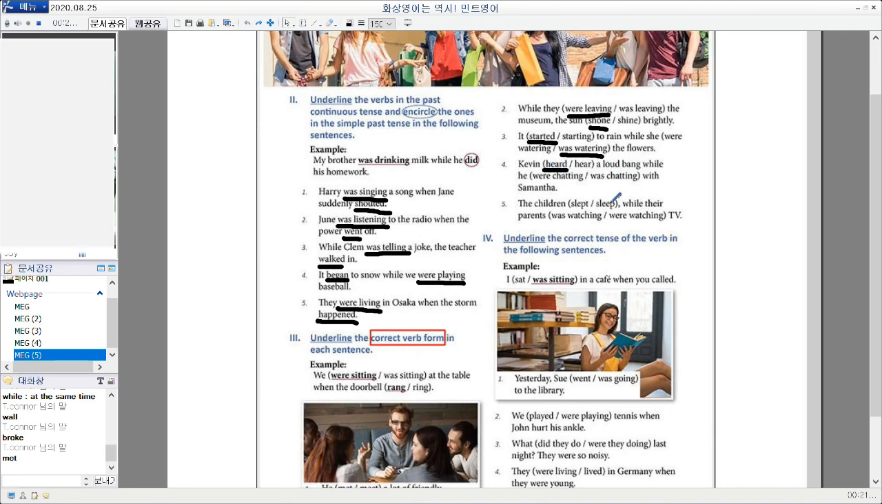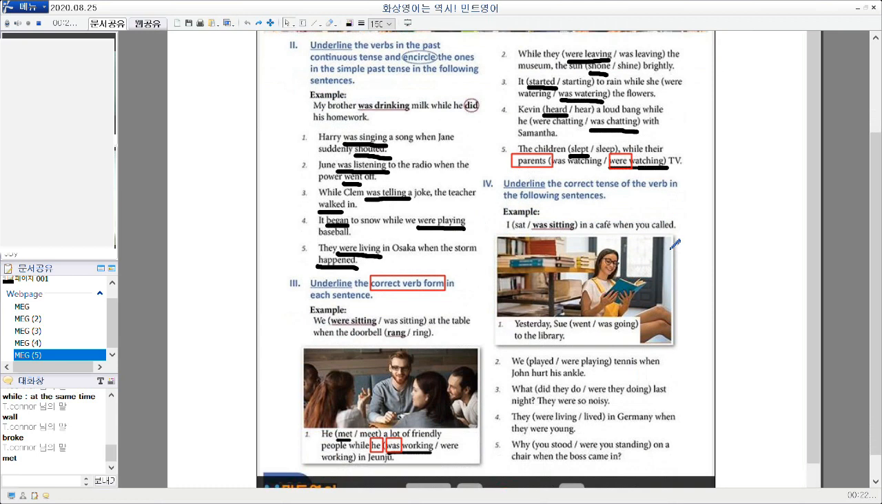Four. Kevin heard a loud bang while he was chatting with Samantha. Correct. Okay. Five. The children slept while their parents were watching TV. There you go. So slept, simple past. Parents, plural. So were plural.